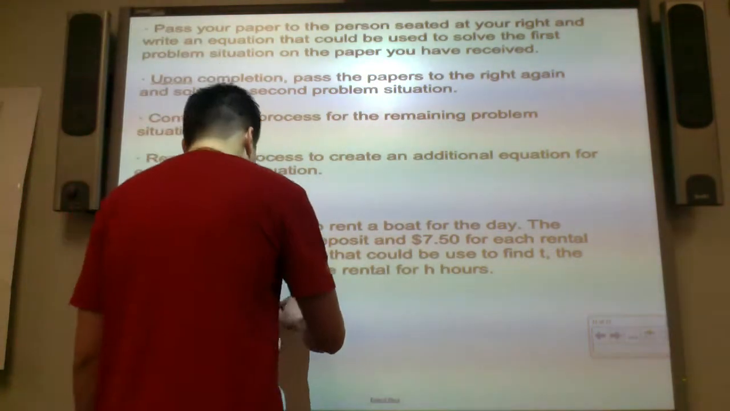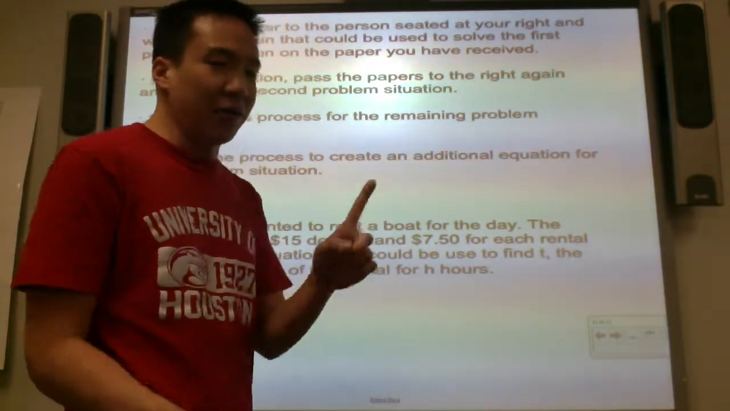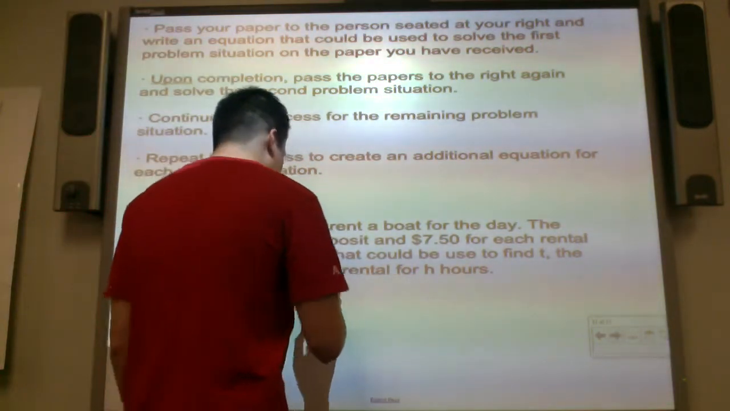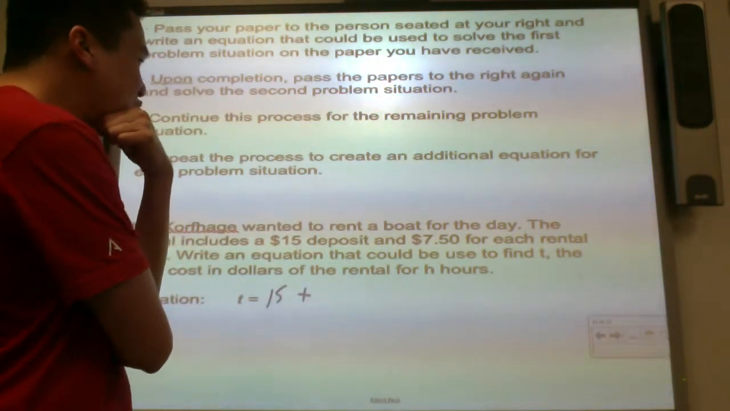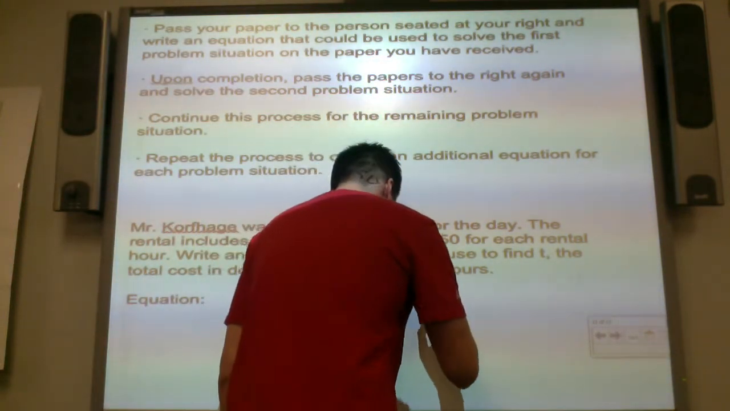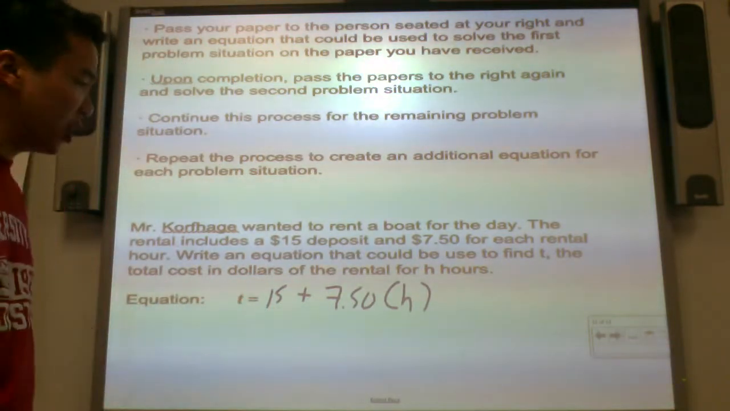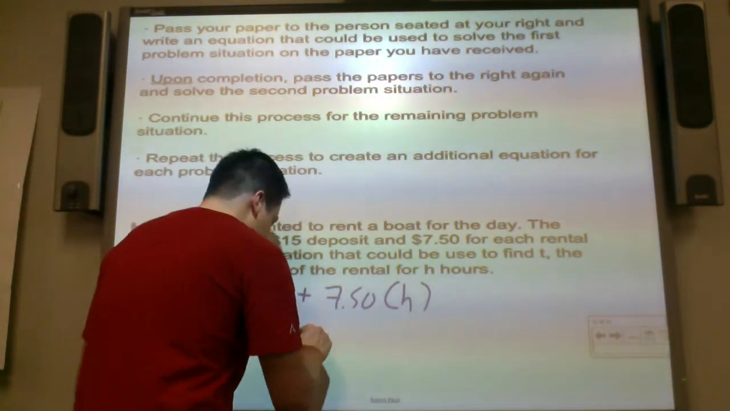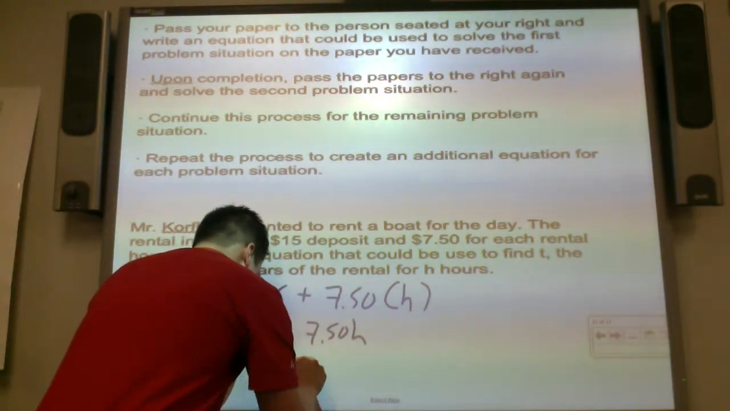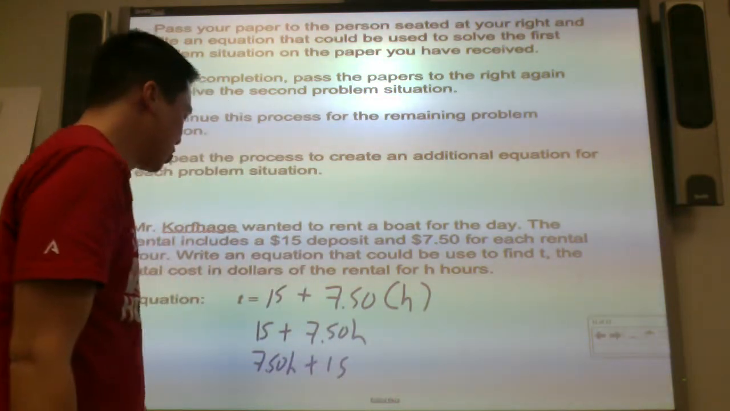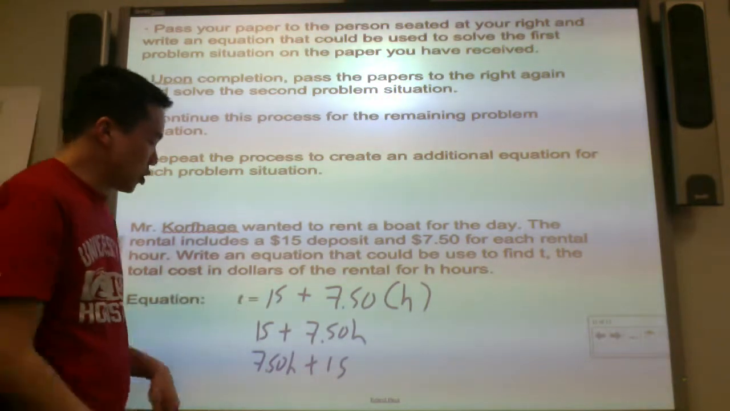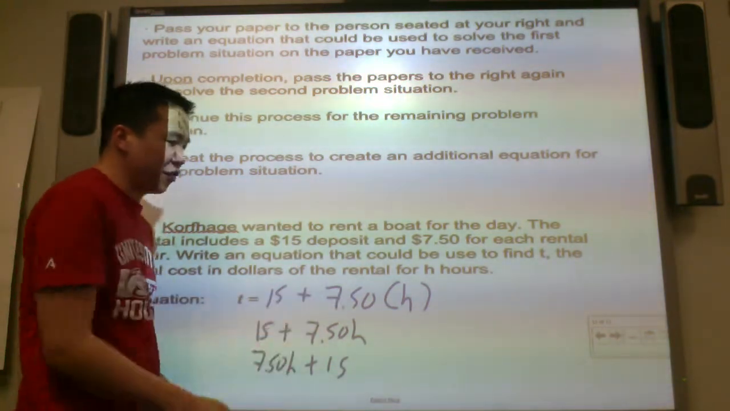So we paid $15 just to have the privilege, but usually a deposit, they always return it back to you if you return the boat in good condition. Plus $7.50 each hour. I don't know how many hours, so $7.50 each. Is there another way you could have written this? $15 plus $7.50 each. 7.50h plus 15. A couple ways. Again, this is an equation because T stands for the total amount you spent. The total amount you spent is $15 plus $7.50 for every hour.